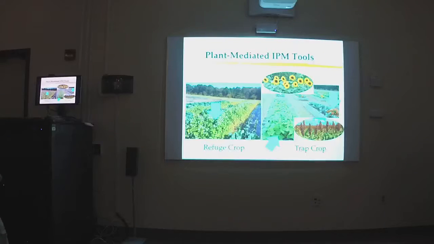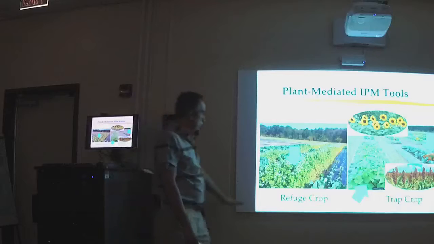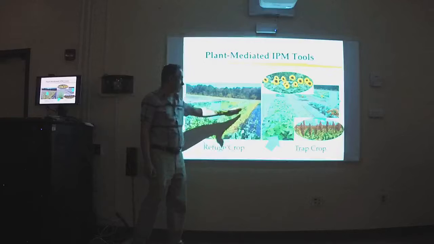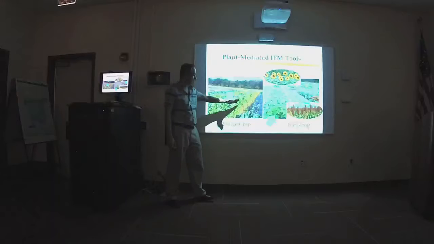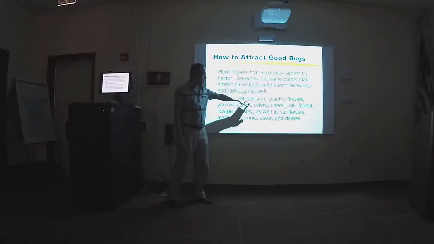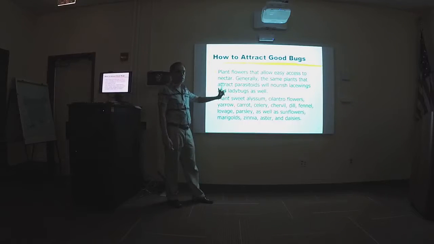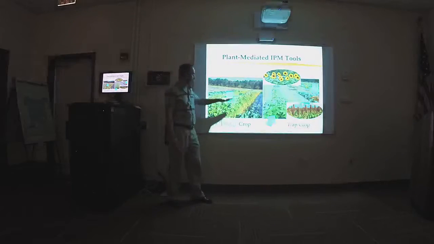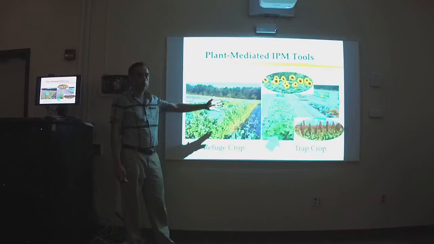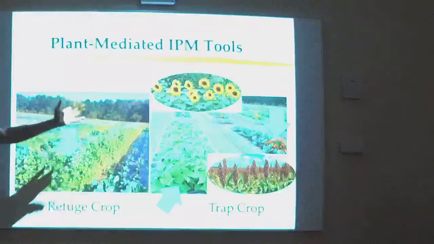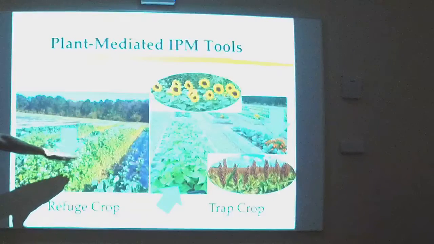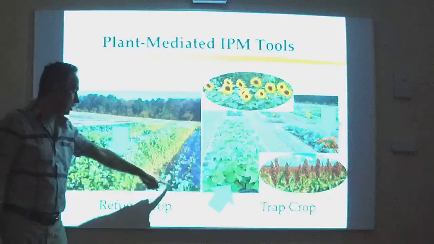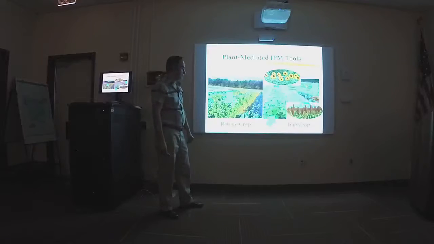Okay, plant-mediated IPM tools. What we call these plants that attract good bugs is a refuge crop. And if you see here, when we talk about sweet alyssum, it comes in 3 different colors of flowers. So we planted all this between our crops. It doesn't matter if you walk on them, because that's not your target crop. This is only here to attract good bugs. The good bugs are going to come for these flowers and eat any bugs that are on these crops.